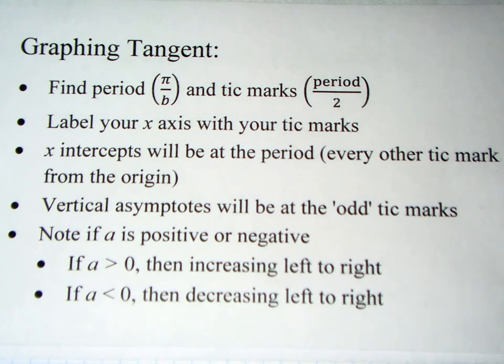Now, I'll mention a couple of things. In the examples I'm going to do, we're not going to worry too much about horizontal shifts or vertical shifts. We're just going to talk about what the A value does and how it affects the graph, and what the B value does and how it affects the graph of these things.